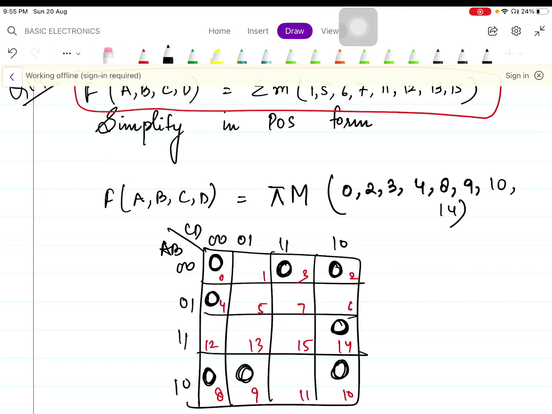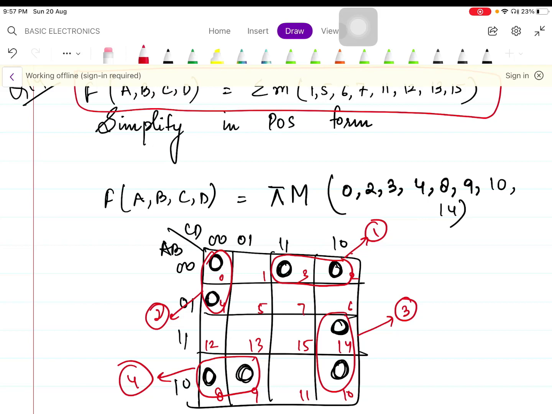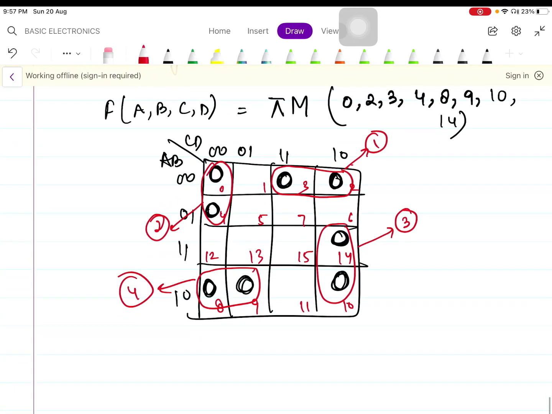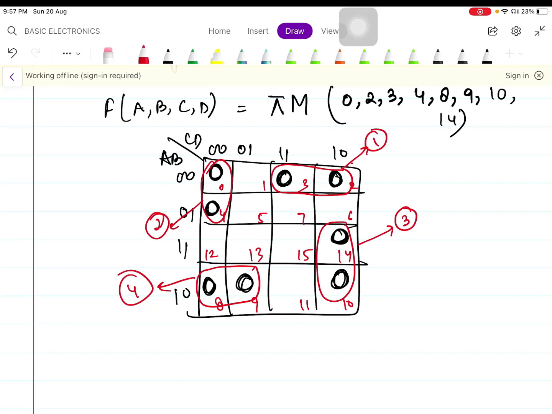Now the rules of grouping will remain the same. Let's make the groups and write down the answers for them. First of all, I will write their answers in SOP form and then we will convert them into POS form. So for the first group, the answer will be A bar, B bar. I am repeating this answer in SOP form. If we were writing the answer in SOP, it would have been A bar, B bar, C. So now let's revert everything. A bar will become A, B bar will become B, and C will become C bar. And there will be a plus sign between all the variables.